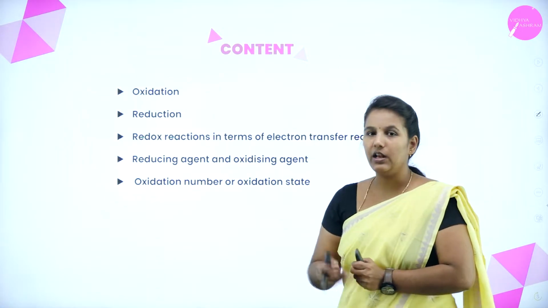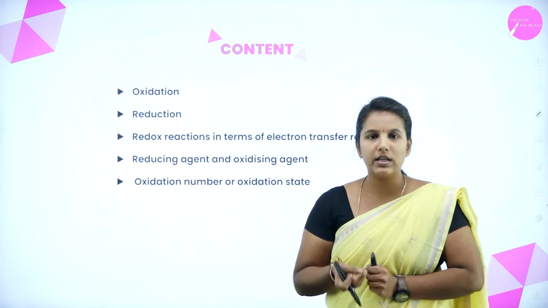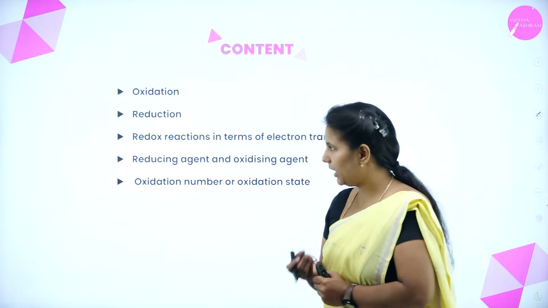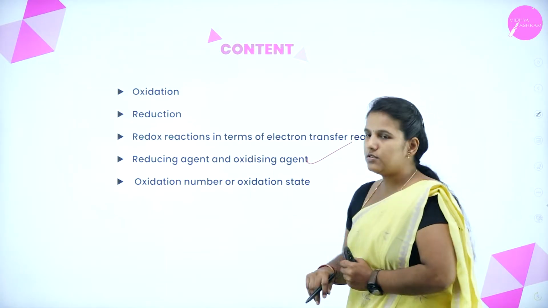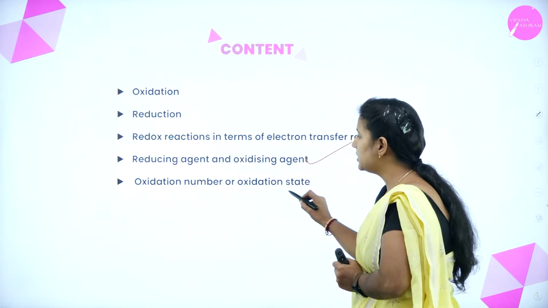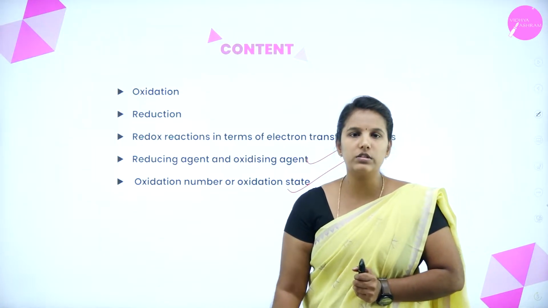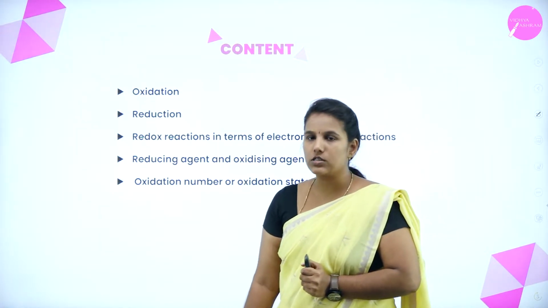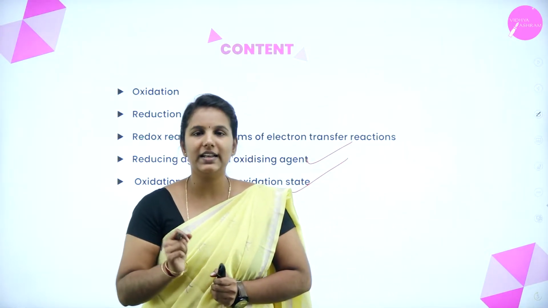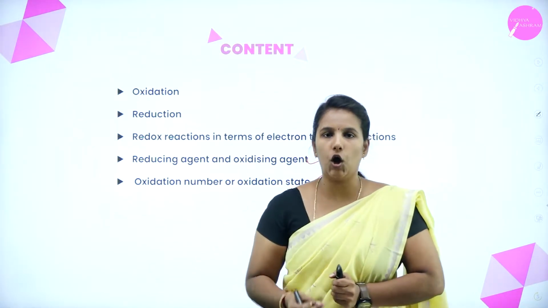In this session, we are going to understand what oxidation is, what reduction is, how redox reactions take place, and what a reducing agent and an oxidizing agent are. Then, coming to the oxidation number or oxidation state, we will discuss the rules we follow to find the oxidation state or oxidation number of a given element. Firstly, I'll move towards oxidation.